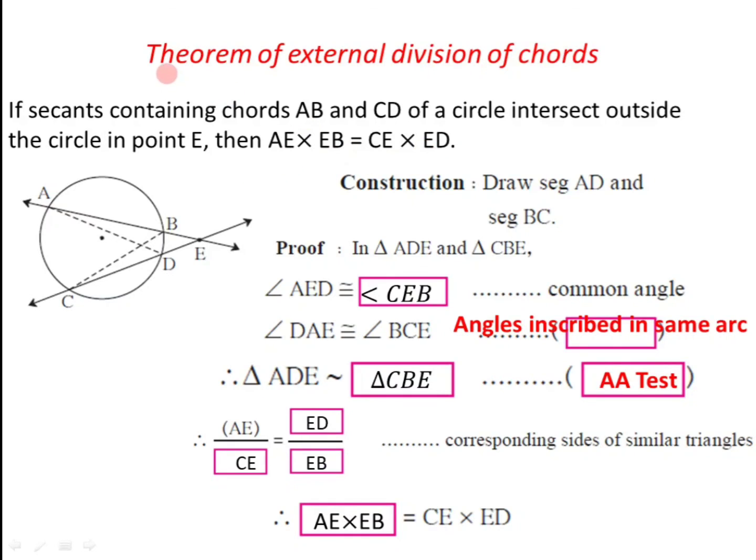So this is the theorem which is called the theorem of external division of chords. That means if there are two chords of a circle, and we draw secants containing those chords, the secants intersect each other at a point outside the circle. Then we have the product AE into EB equal to CE into ED. So let us revise this one.